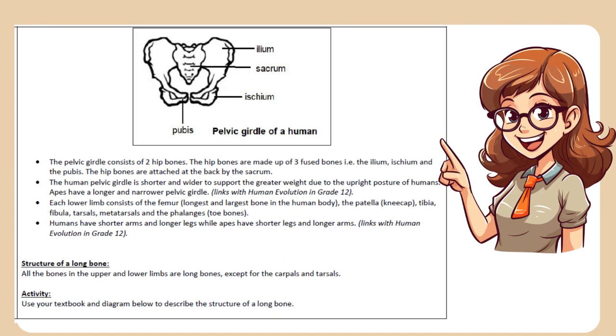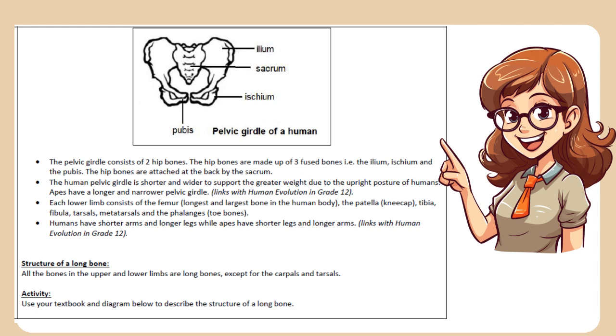The pelvic girdle consists of 2 hip bones. The hip bones are made up of 3 fused bones, i.e. the ilium, ischium, and the pubis. The hip bones are attached at the back by the sacrum. The human pelvic girdle is shorter and wider to support the greater weight due to the upright posture of humans. Apes have a longer and narrower pelvic girdle. Links with human evolution in grade 12.